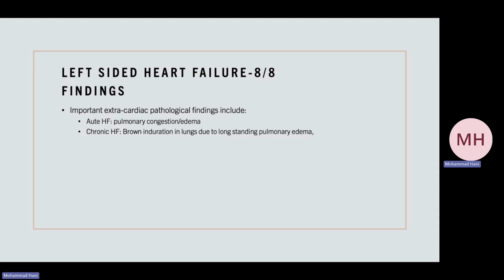induration in pulmonary edema. Important intracardiac pathological findings include hypertrophy, so concentric versus eccentric. Concentric hypertrophy, we discussed this earlier. You would see this in systemic hypertension, in anything in which you require the myocardium to work more. You want to increase contractility to overcome a pressure or overcome anything else. And you see eccentric hypertrophy when you have generally diastolic dysfunction.